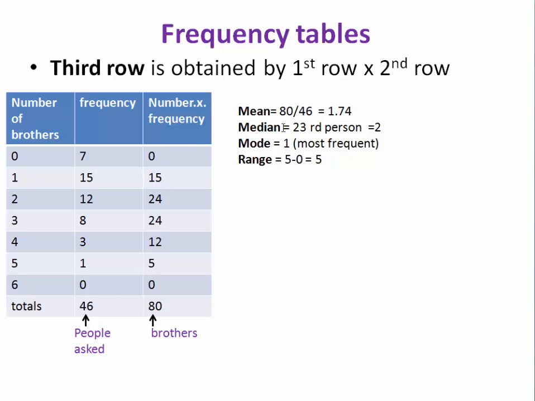Median is the middle, which out of 46 people would be the 23rd person, and that would be 2. The mode is the most frequent, so the most frequent here is 15, so that'd be 1. And the range would be from 0 to 5, because for 6 there's 0 people. So the range in this case is 5 minus 0, which is 5.